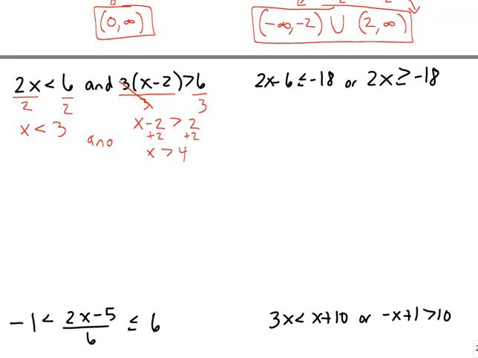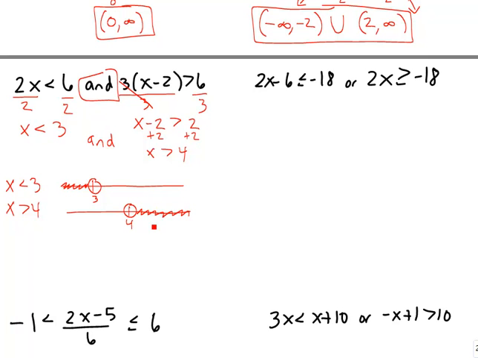Now this is an intersection, and what we want to find the intersection between is this x less than 3, the one on the left, and then also an x greater than 4, the one on the right. So let's graph each of those. Here's 3, open circle, less than, shades to the left. Here's 4, open circle, greater than, shades to the right.